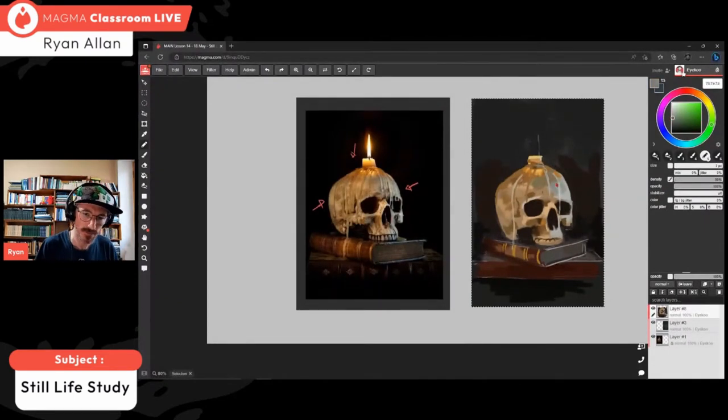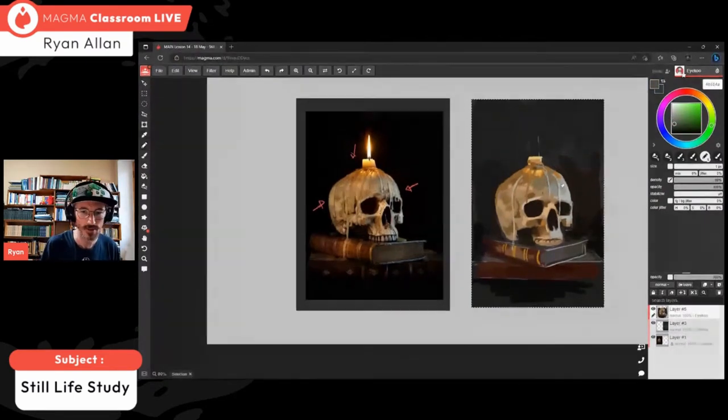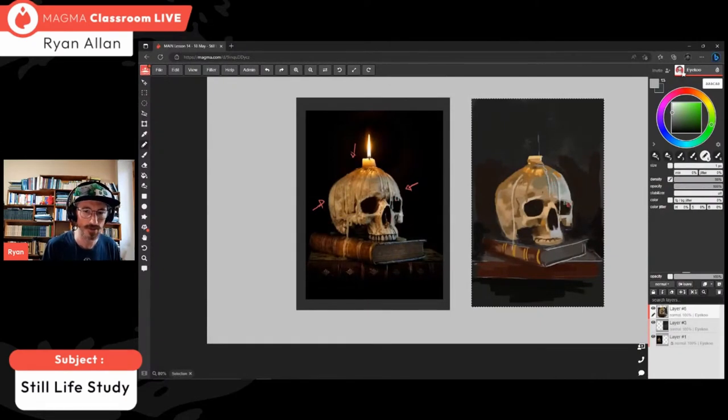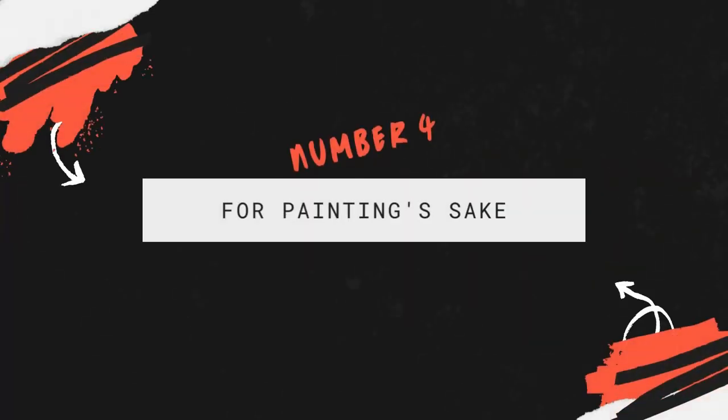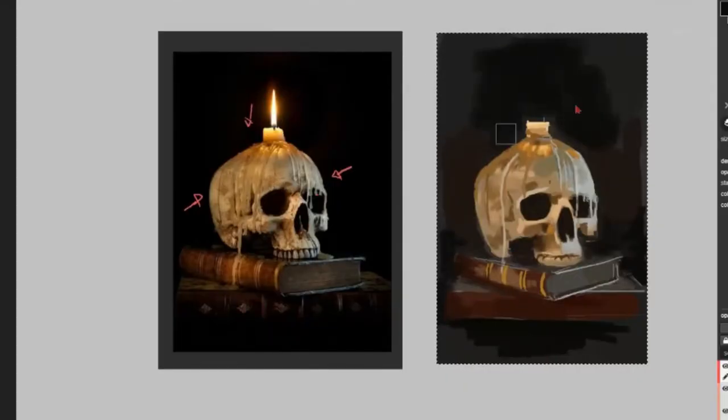You might be less emotionally attached to how the study turns out, letting you focus on the problem solving and understanding the subject. The still life now has a purpose in your grand journey. But does it even need to? Actually, we have a fourth point here. Painting for painting's sake. There doesn't really need to be a goal in mind.